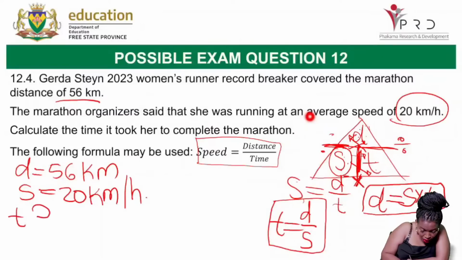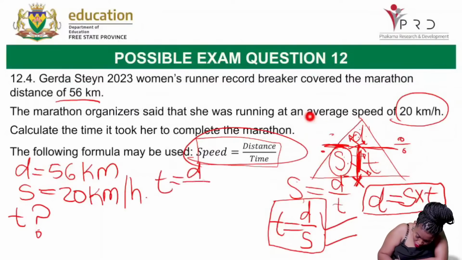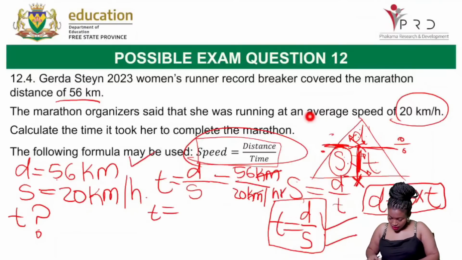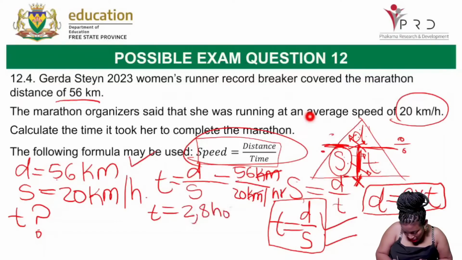So what are we looking for? We are looking for time. So do you see that this formula is irrelevant? So which formula must we use? This formula here. So we'll say t equals distance over speed. What is our distance? It is 56 kilometers. What is our speed? It is 20 kilometers per hour. And then our kilometer and kilometer will cancel. Our time equals 56 divided by 20. I am getting 2.8 hours.